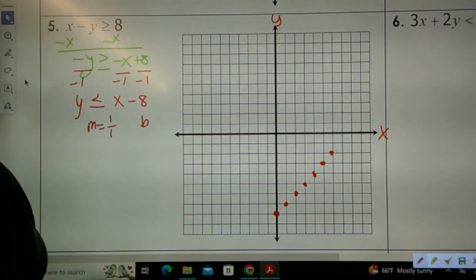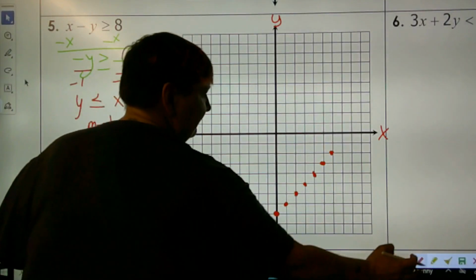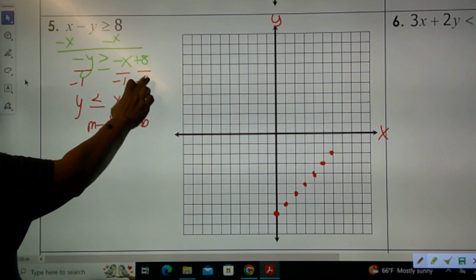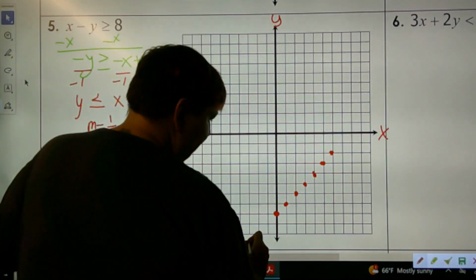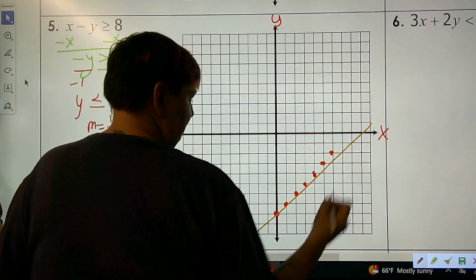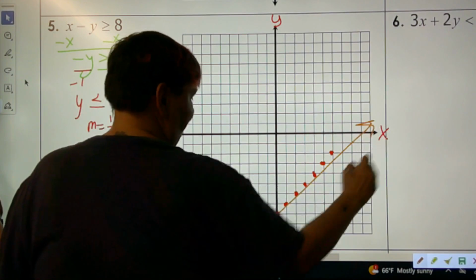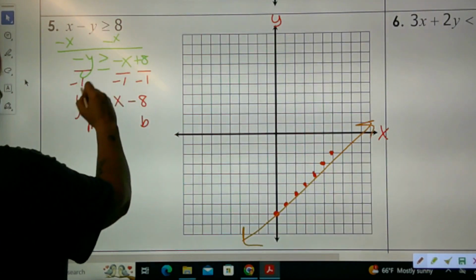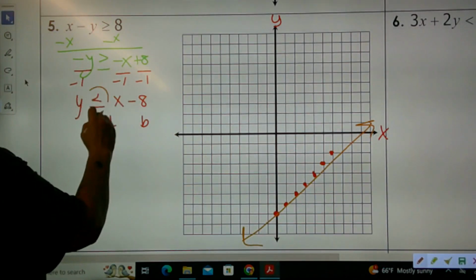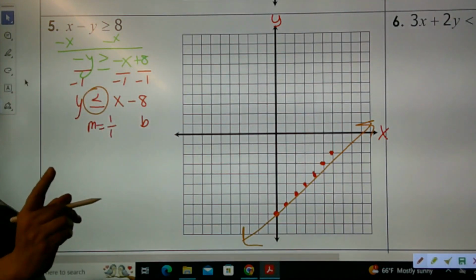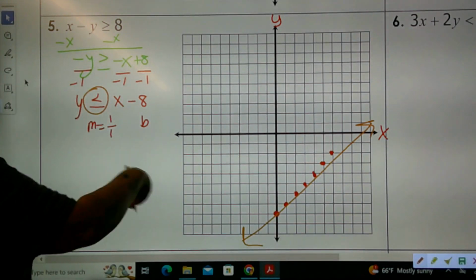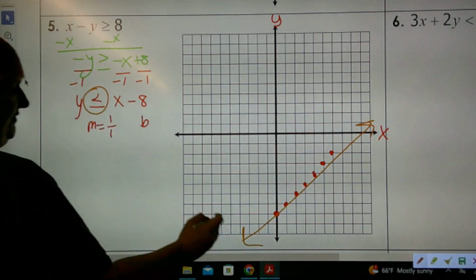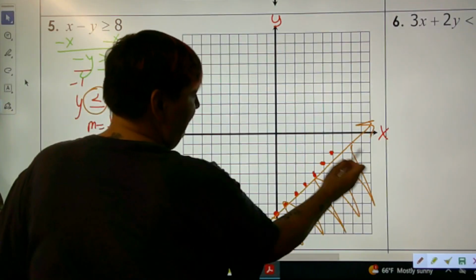Okay, I'll stop. And it's greater than or equal to, which means you're going to do a solid line. Oh well. And it changed to less than or equal. Be careful, double check your answer, which I would have got it wrong. It's still a solid line, but it's going to be less than, so we're going to shade below the line.